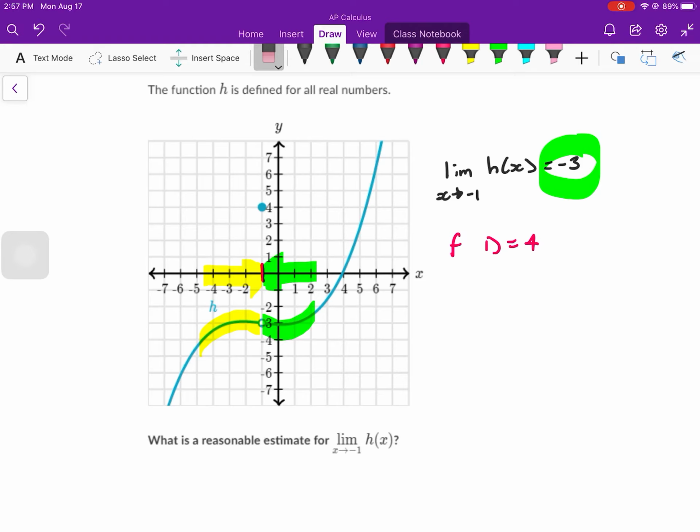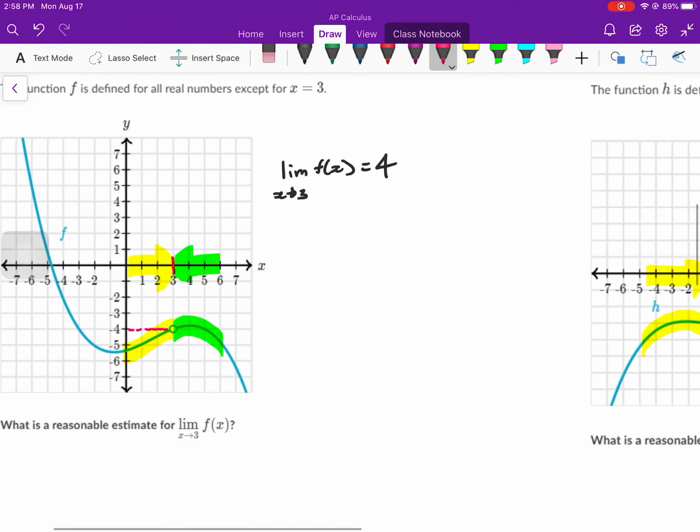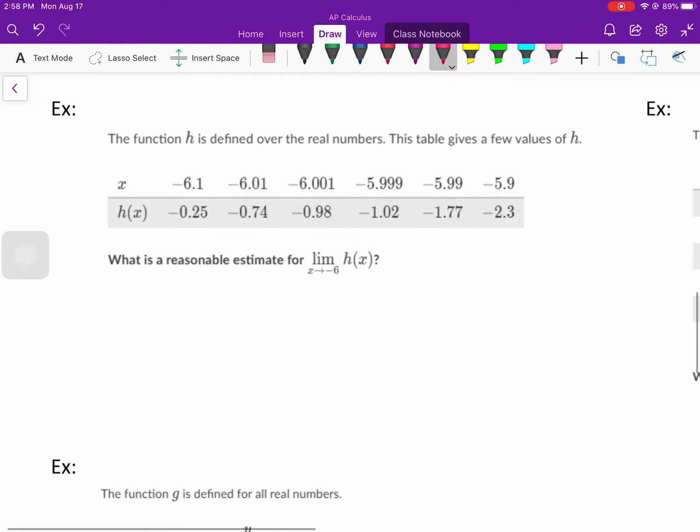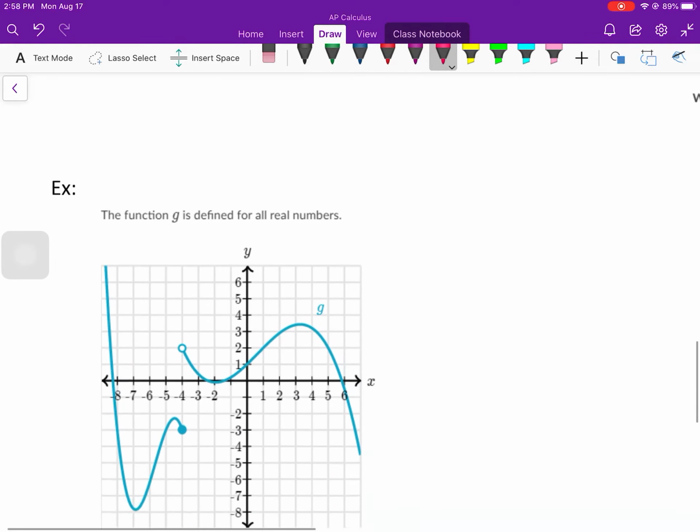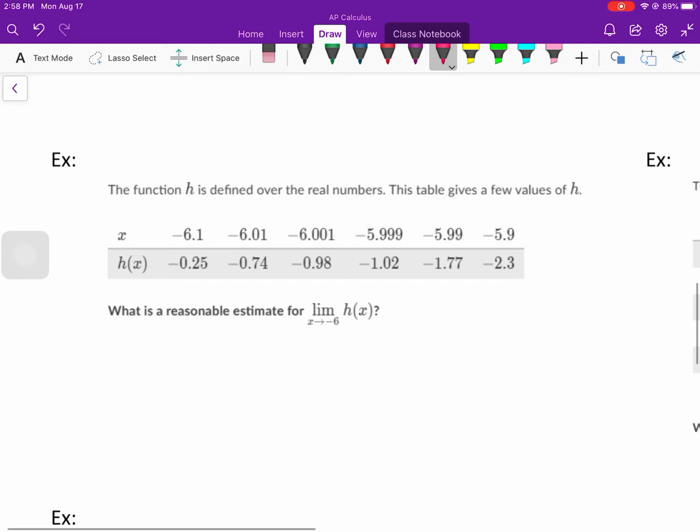This graph idea is really important for you guys to get down, because as we get into the tables, it's going to make a little more sense if you can visualize the graphs as we go through the tables. So let's go ahead and take a look at the tables. It looks like we got a great graph here to go over.